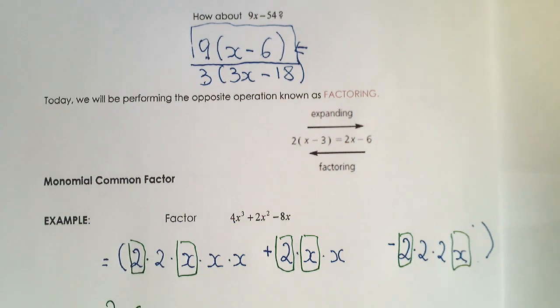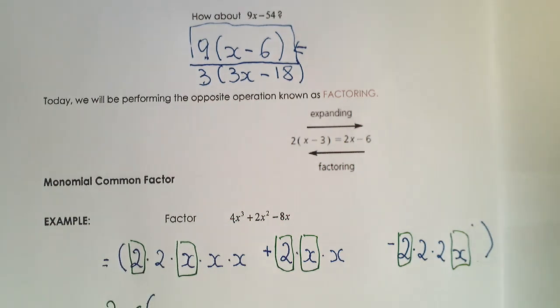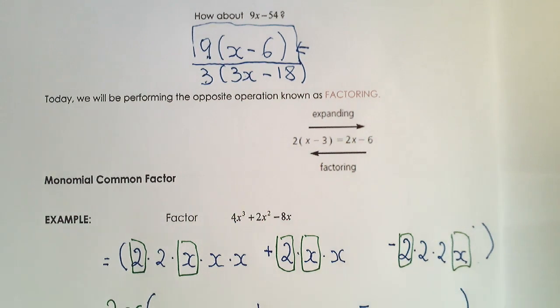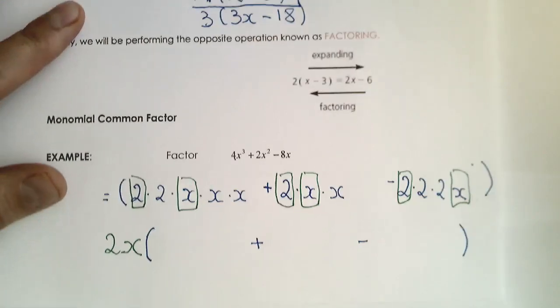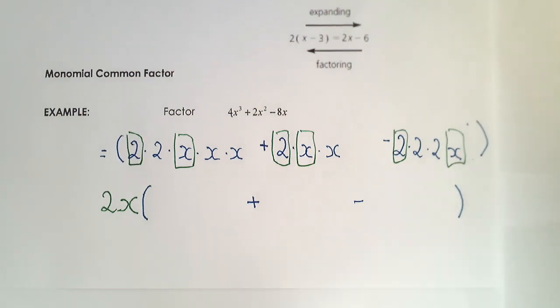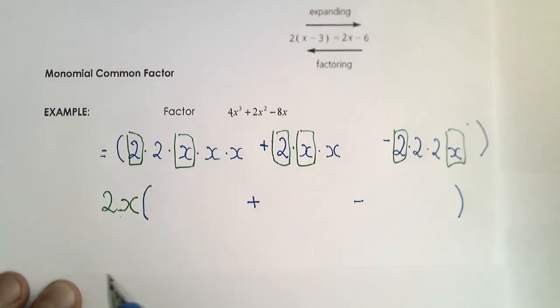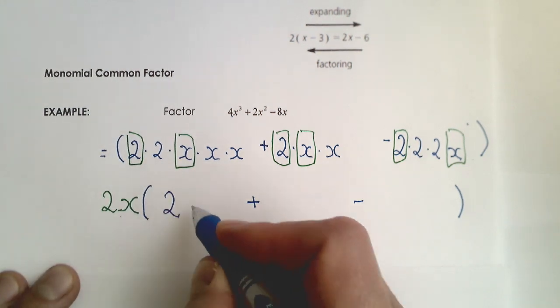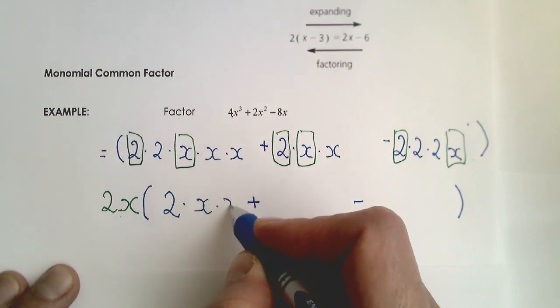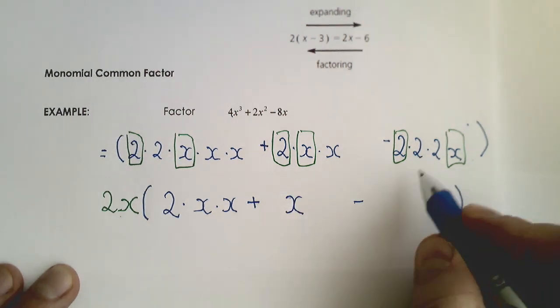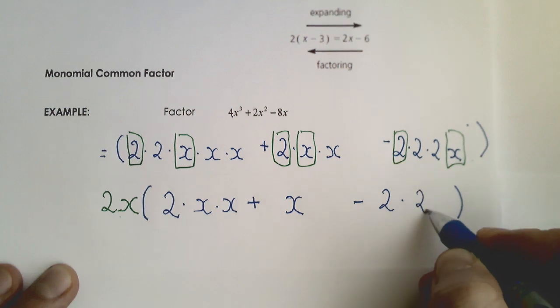And then, of course, I will write my bracket here. And again, I know I have 3 terms in my original expression, so I will still have 3 terms in my bracket. Since I factored 2x outside the bracket, I will just write what's left over. What I have left over is 2x and x over here. Over here, in this term, I have only x left over. And over here, I have 2 times 2 that is left over.